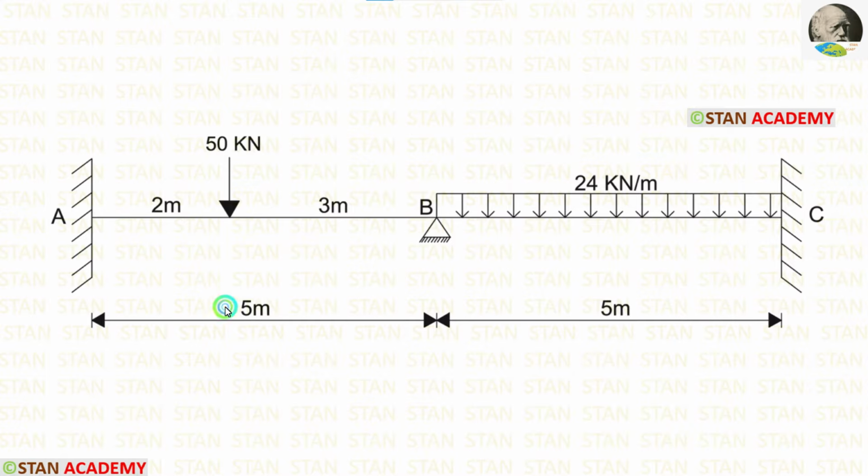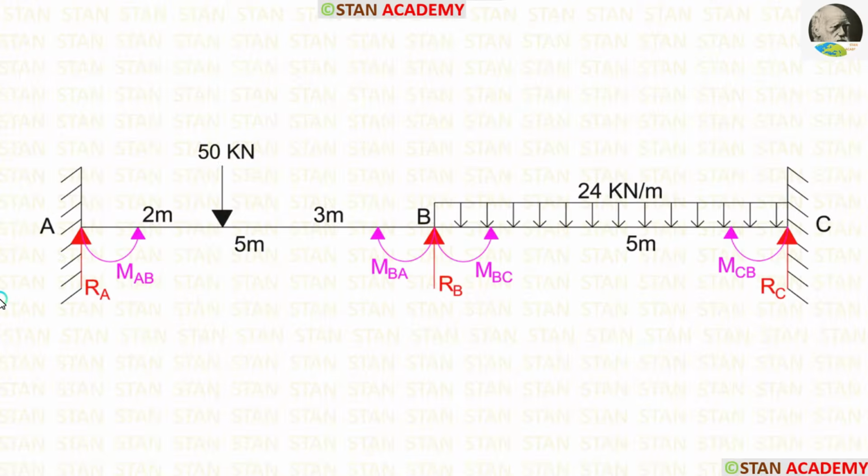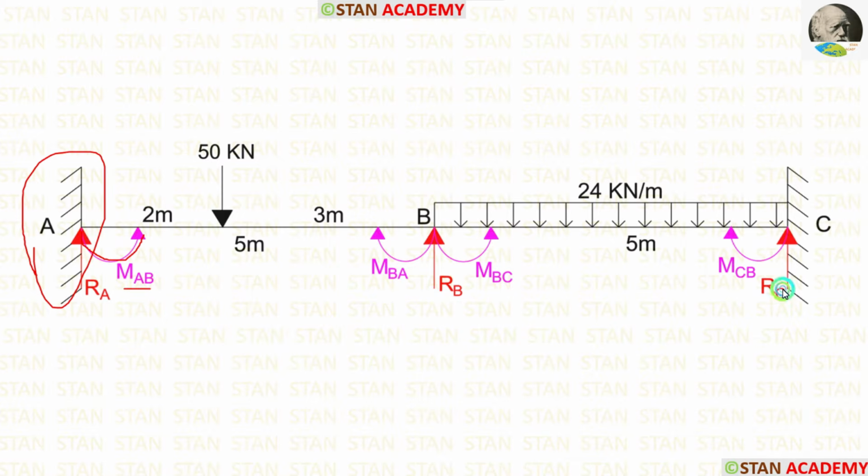Span AB is 5 meter long. Span BC is also 5 meter long. In this beam, we have to calculate 4 moments. In the fixed support, there will be a moment. In the point A, we are having fixed support. So, there is a moment MAB. In the point C also, we are having fixed support. So, there will be a moment that is MCB.